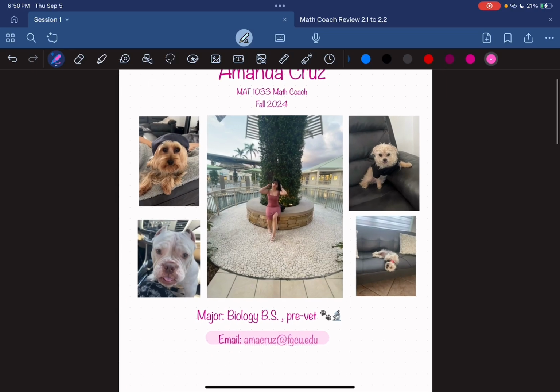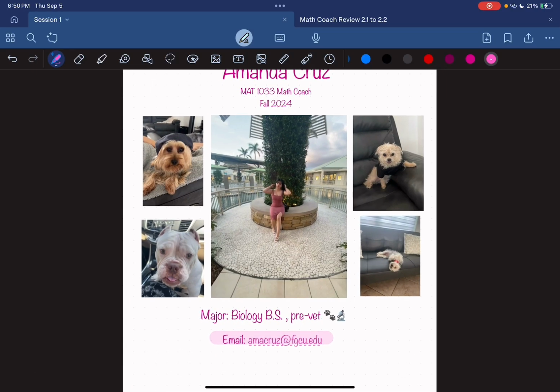A little bit about myself. I am a sophomore here at FGCU. I'm a biology major on the pre-vet track. And then these are just a picture of me and my dogs.